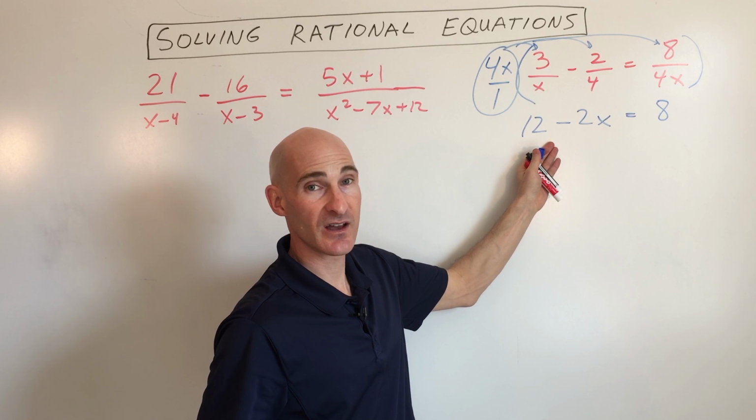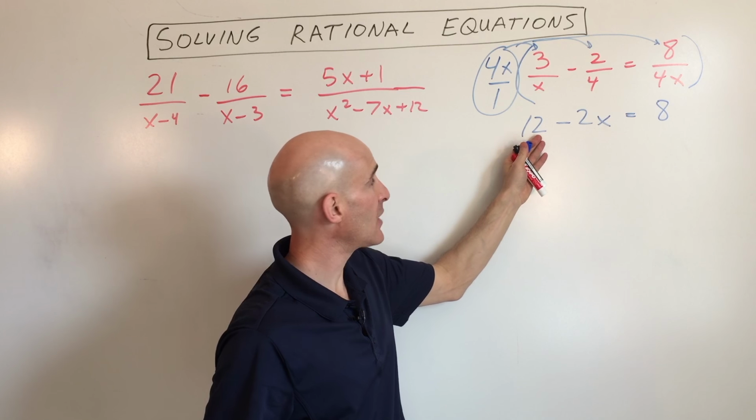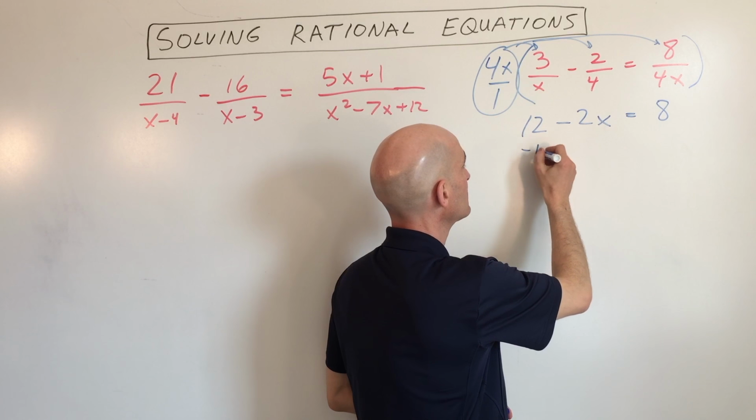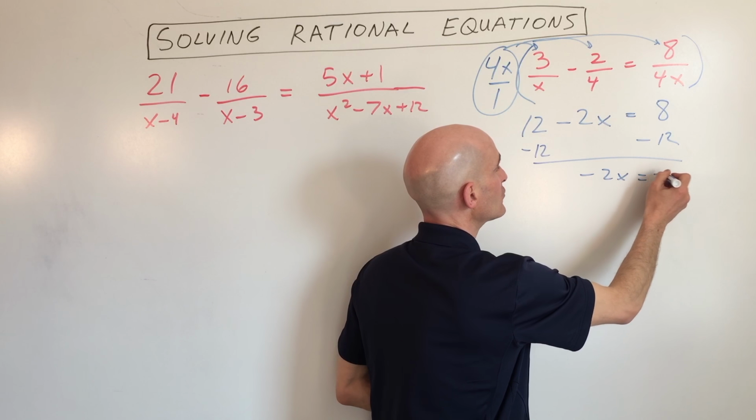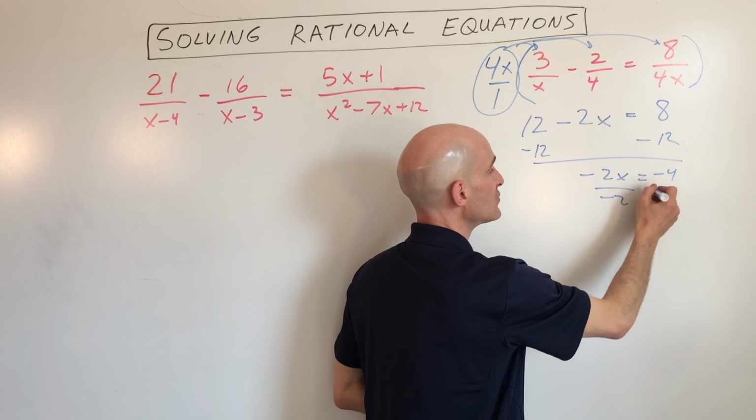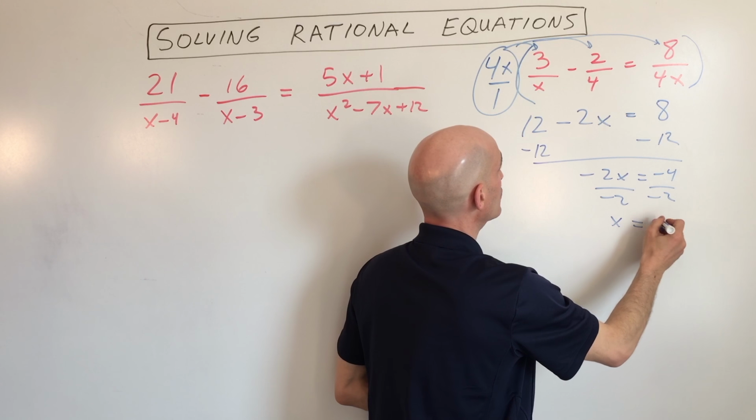We can solve this equation very easily. Now we just have to subtract 12 from both sides. So that gives us negative 2x equals negative 4. Divide by negative 2, and x equals 2.